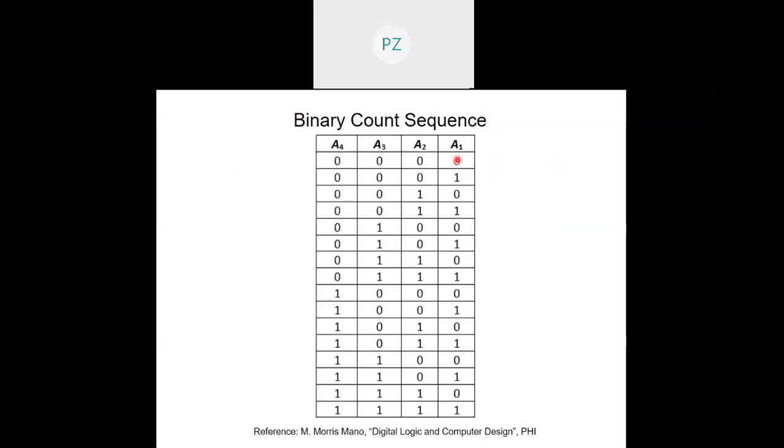It toggles at every clock pulse in the up count. The next one toggles only when A1 is high. In the next clock, A3 toggles only when both A1 and A2 are high. And likewise for A4, A4 toggles only when all three of them, A3, A2, A1, are high, right? So up counting is perfect, right?